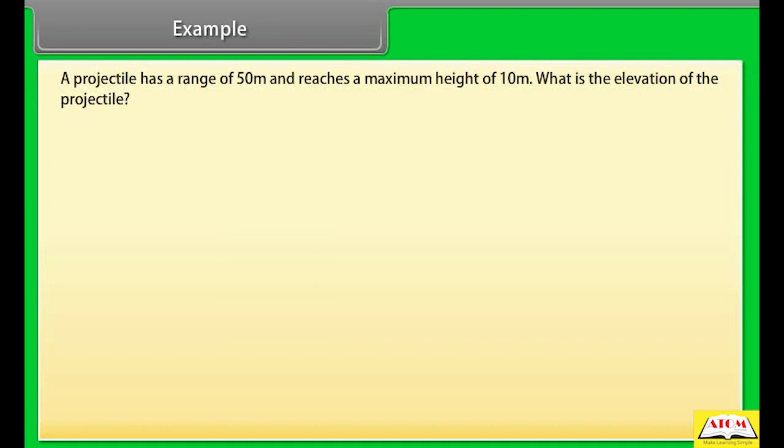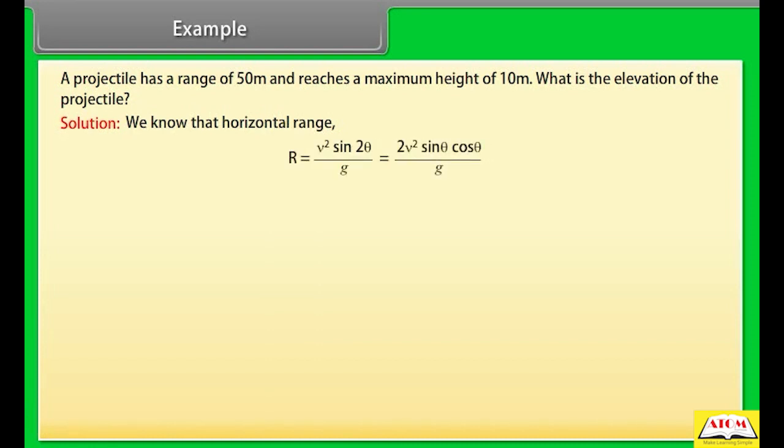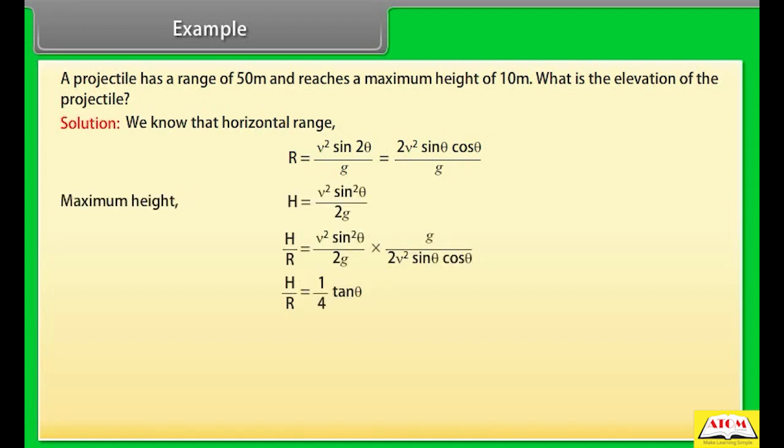Example. Let's take an example of projectile motion. A projectile has a range of 50 meter and reaches a maximum height of 10 meter. What is the elevation of the projectile? Let's see the solution. We know that horizontal range is equal to v squared times sin 2 theta divided by g. We derive the relation between height and range, which is given by h upon r is equal to 1 by 4 tan theta. On calculating this equation, we get the value of theta equals 38.66 degree.